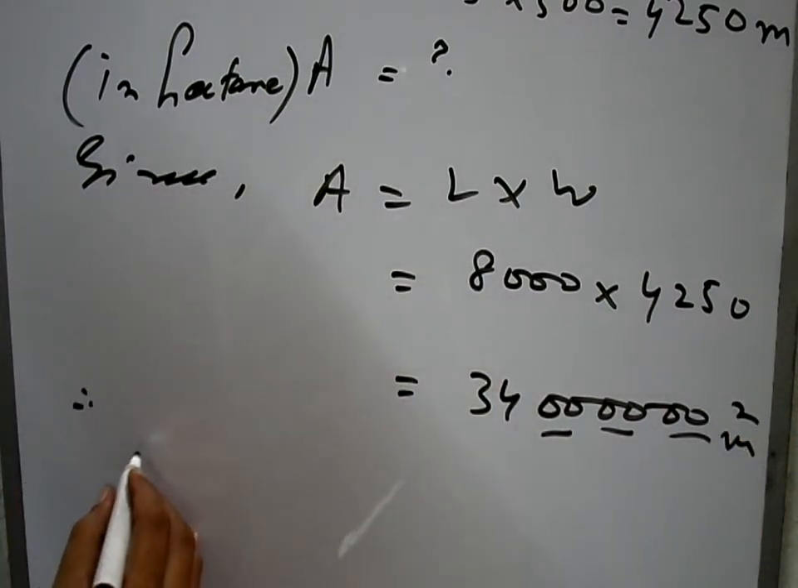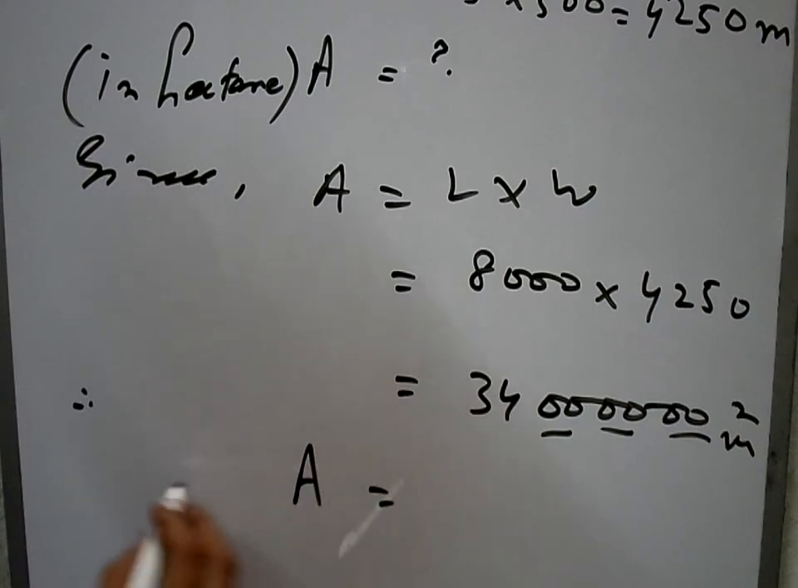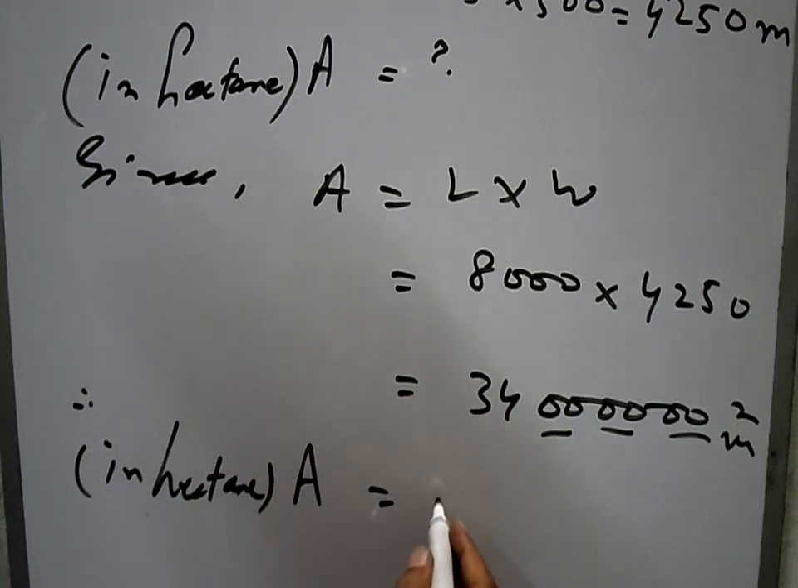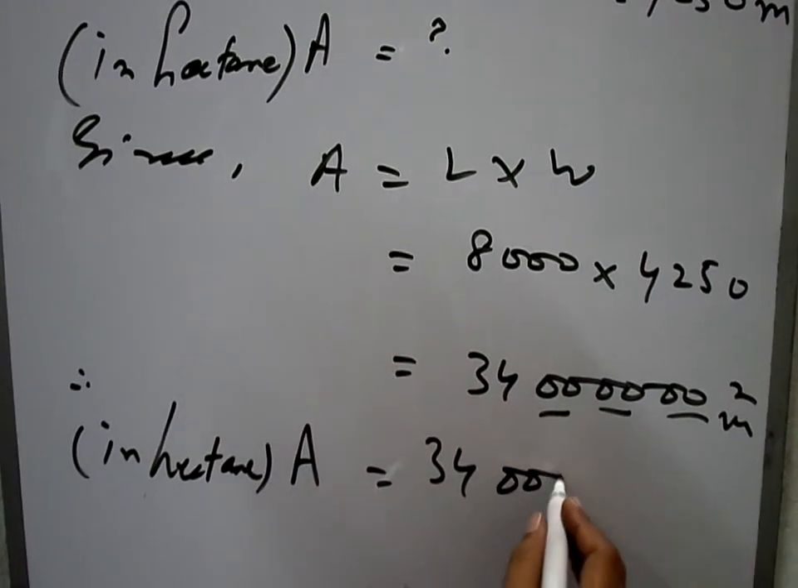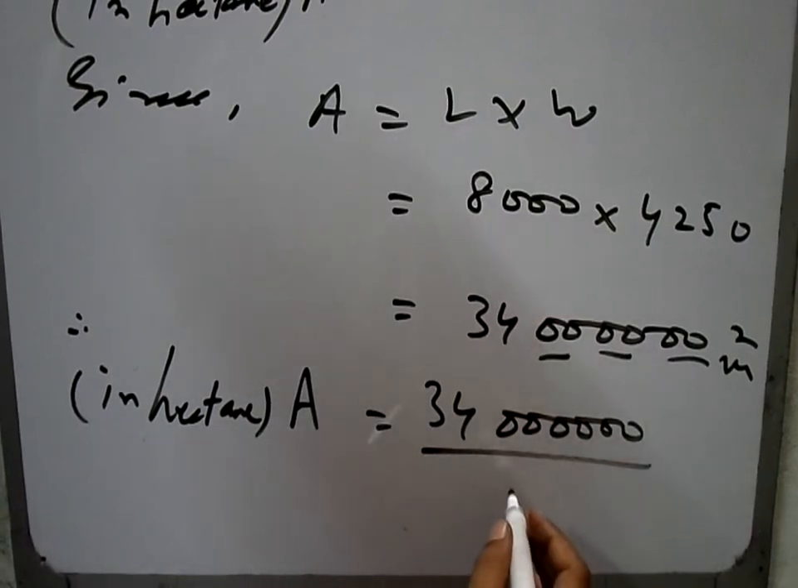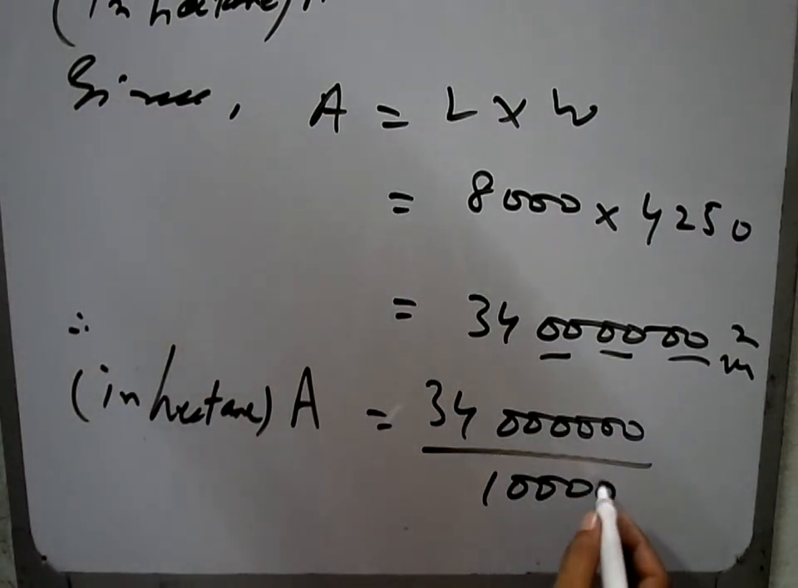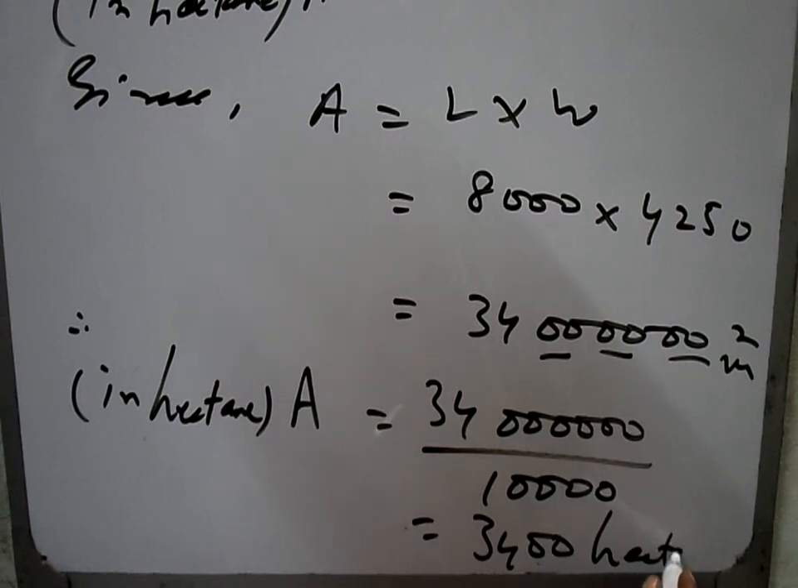So the area, we have to convert the area into hectares. Since 1 hectare is equal to 10,000 meters square, we divide by 10,000, and you will get 3400 hectares. So that is your result, that is your answer.